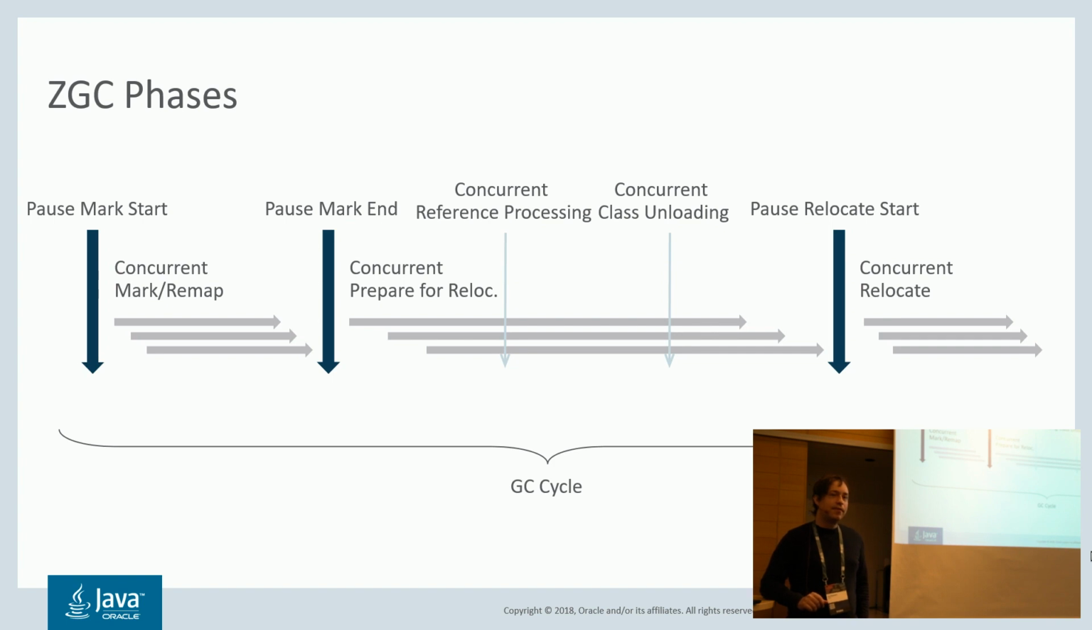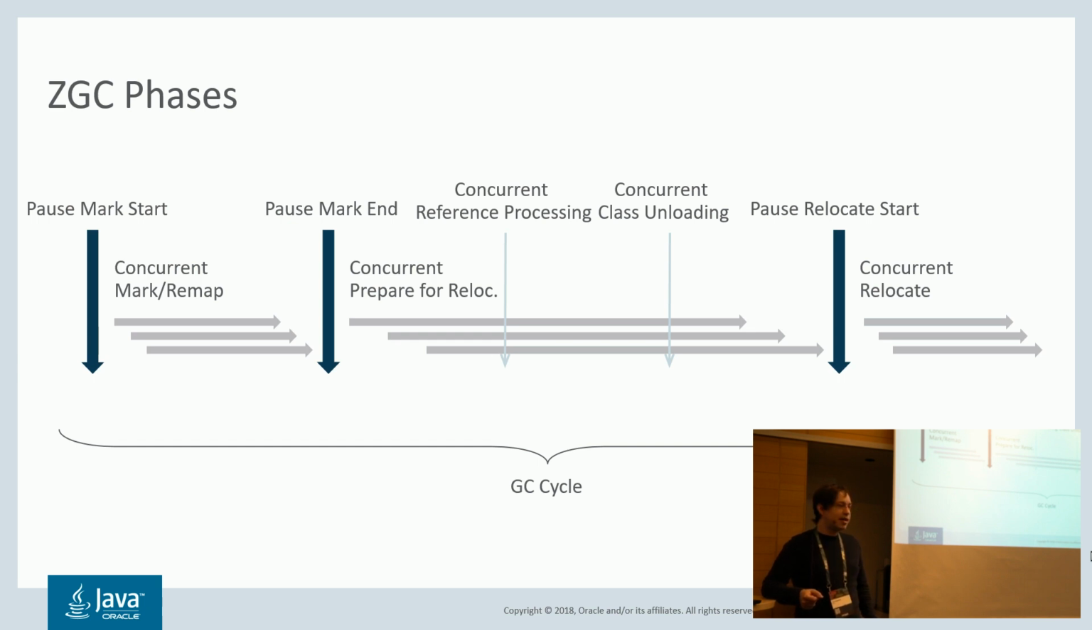So the phases for ZGC look something like this. The large downward facing arrows are safepoint operations. We have 3 of them in a cycle. The first one is the mark start safepoint. And there we basically walk the stacks and kick off the concurrent traversal that is running while the Java application is running. And eventually we terminate the marking in mark end.